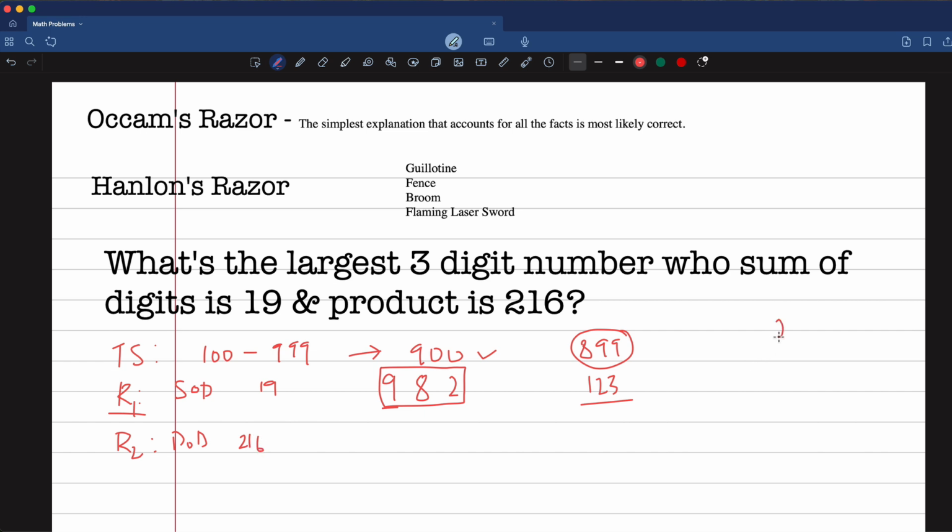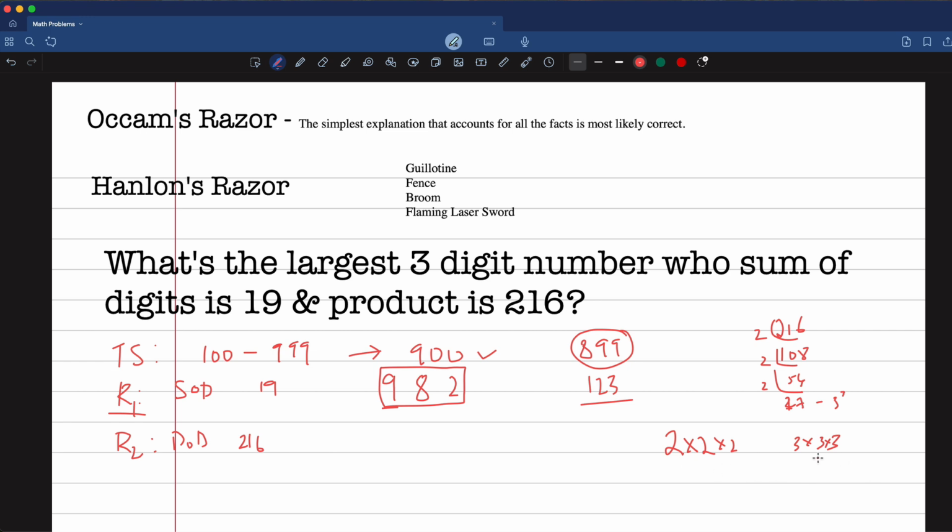So let's do a quick prime factorization of that. 216 divided by 2 is 108, divided by 2 is 54, divided by 2 is 27, which is nothing but 3 cubed. So, in other words, 216 can be written as 2 times 2 times 2 times 3 times 3 times 3. Okay, so what are the different ways in which you can combine this to form digits?